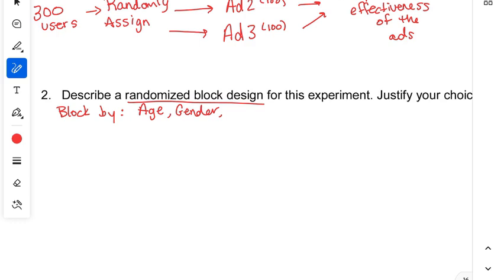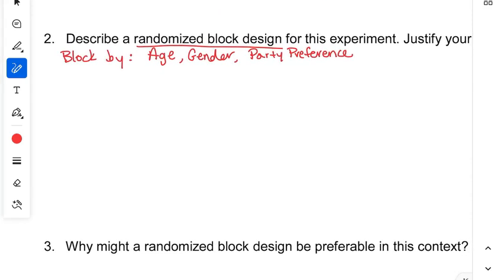Oh, yeah. Because what are we talking about? Political effectiveness of 3 ads promoting a specific candidate. What about how they're leaning? Are they left or right leaning? We could do that. So political preference, party preference. I'll put party preference. So there's lots of different ways, so you can specify that on yours. The way that I did it was older versus younger. So if you did yours different, that's okay, as long as you can justify it.